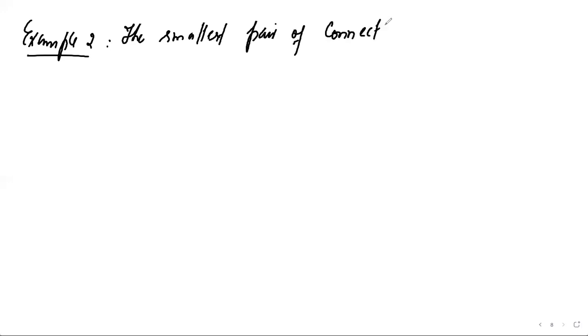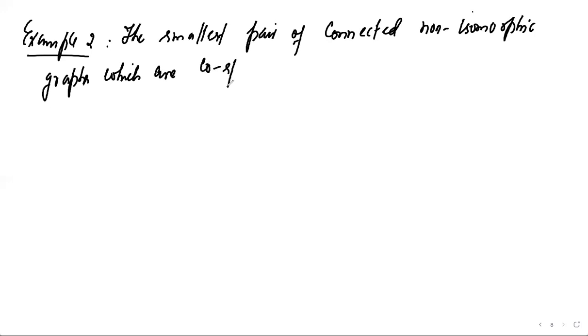Now example number 2. In fact, this is the smallest pair of connected non-isomorphic graphs which are co-spectral. So this pair is G1. This is the graph of this form. We construct this graph like this.